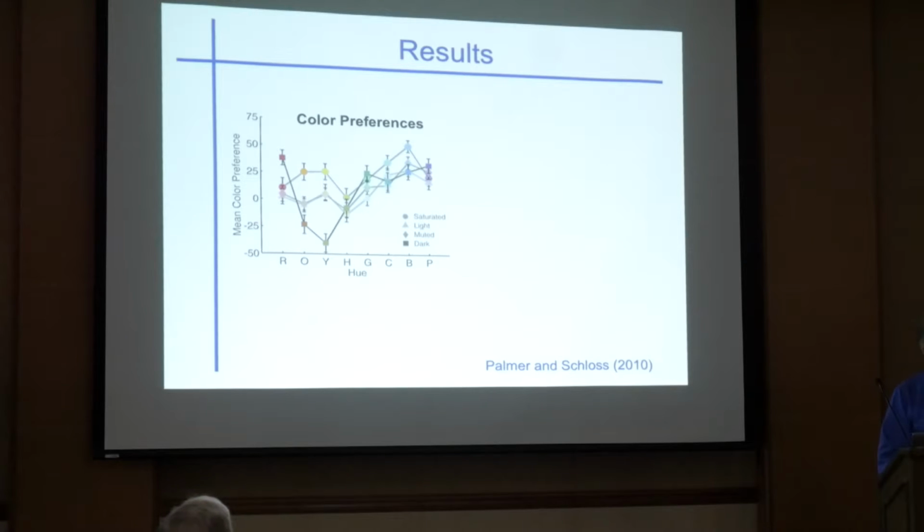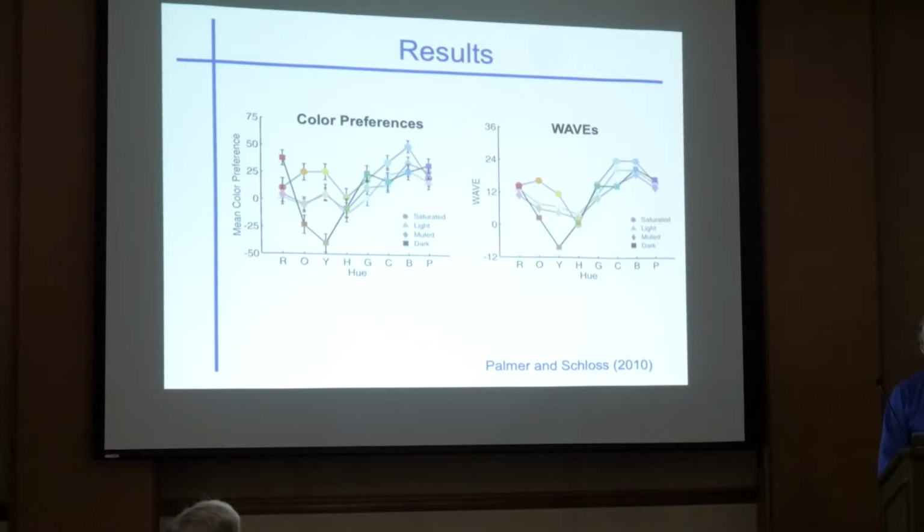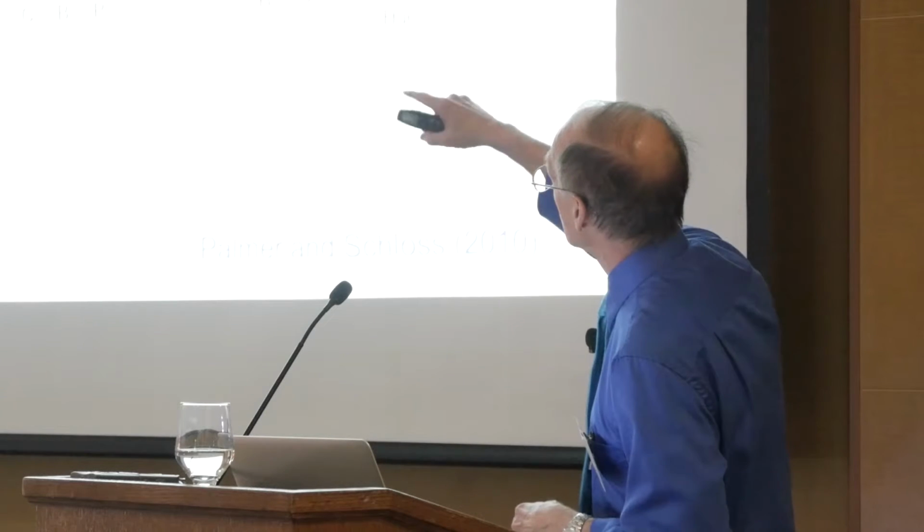So what do we find out? Those are our color preferences. That's what we measured. And then we've got a wave value for each of those colors, and we can plot those. And that's what it looks like. And in fact, the correlation between these two things is almost 0.9. And you can see that the things that are most liked and the things that are least liked are essentially the same across these two, the data set and the model.